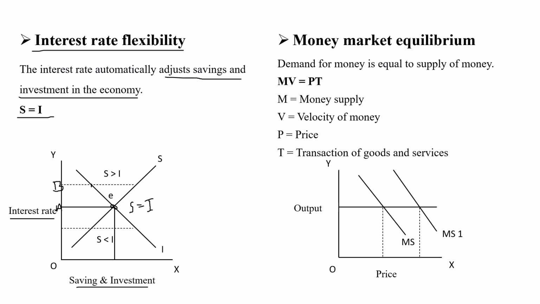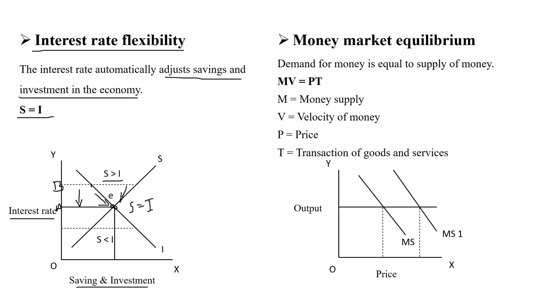In this case, at the higher interest rate, saving is more than the investment. To correct this, the interest rate will decrease. Once the interest rate decreases, saving equal to investment will be created, saving will be reduced, and investment will increase when the interest rate is reduced.